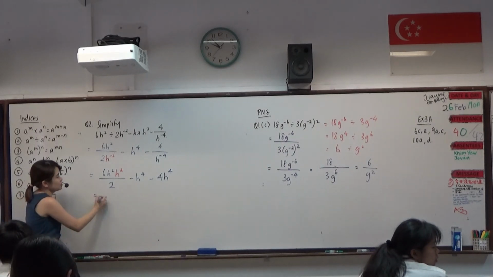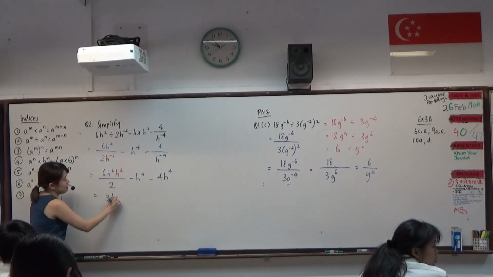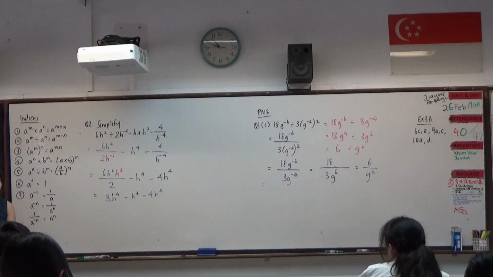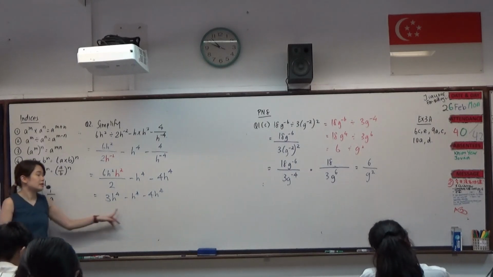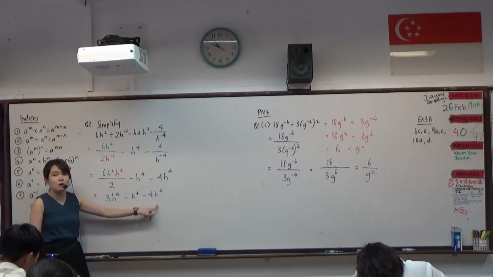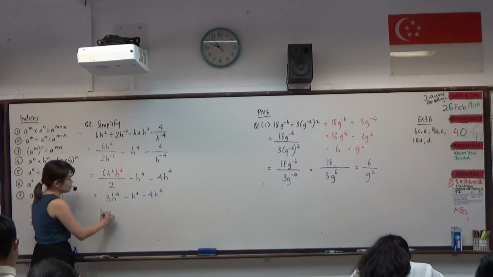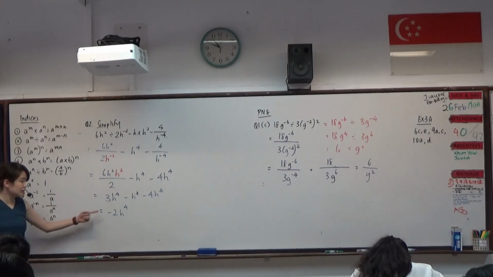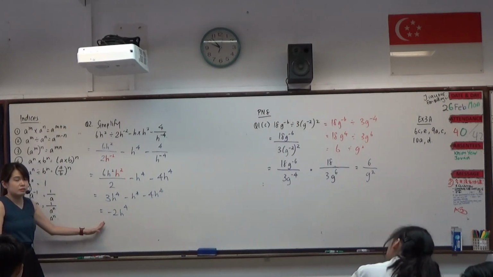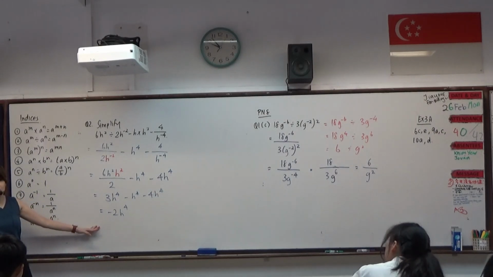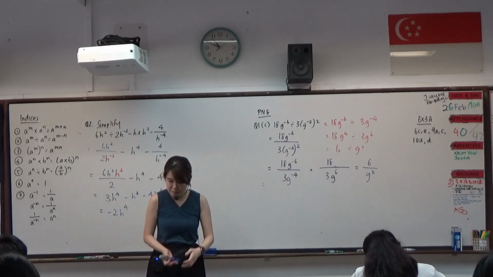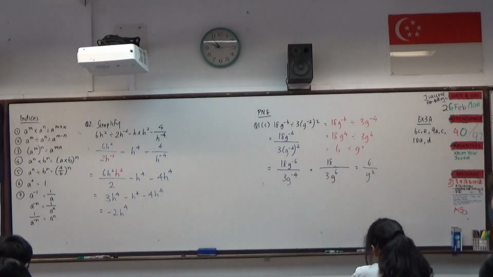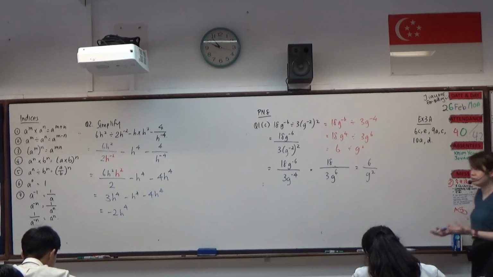6 divided by 2, that gives us 3. h squared times h squared, that will give us h power 4. Okay? They're all like terms. They're all h to the power 4s. So we just simplify 3 minus 1 minus 4. Okay? So that will give us negative 2h to the power 4. Still need to shift anything? Don't need. This one is a negative 2, not power. Okay? So it ends here. Alright? Okay? Are we ready to move on?